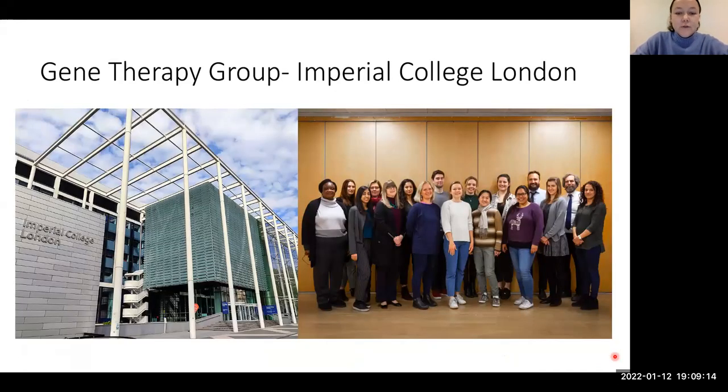So just to introduce where I'm from. I'm from Imperial College London, and we are based in South Kensington by the museum, the Natural History Museum and the Science Museum, which is very nice. And this picture here is my research team. We're called the Gene Therapy Group, and we are within the National Heart and Lung Institute at Imperial College London. I just completed my PhD, and they very kindly offered me to stay on as a postdoc.